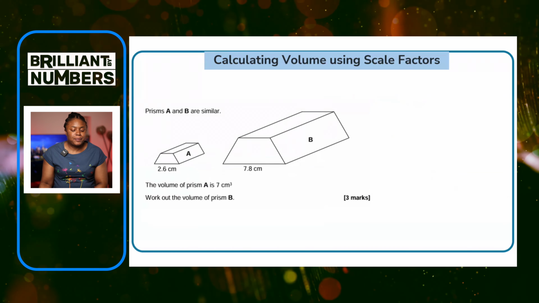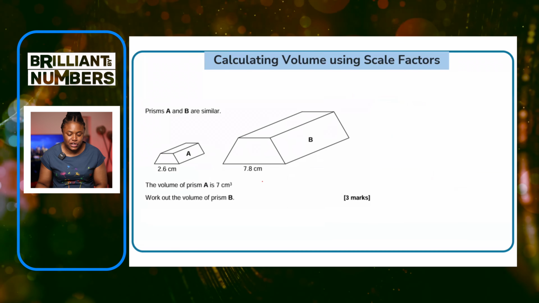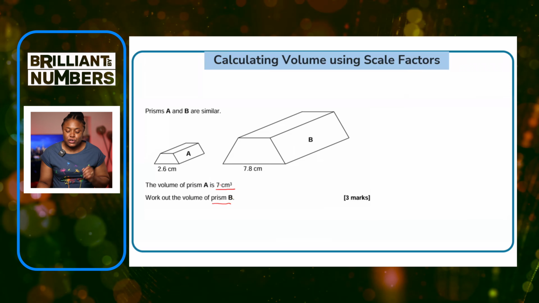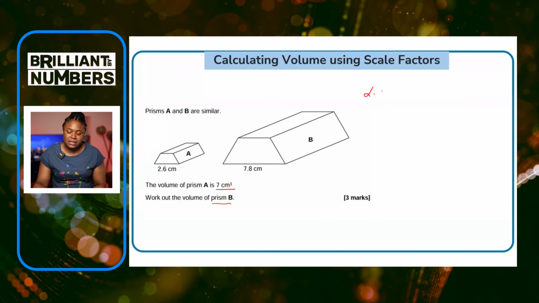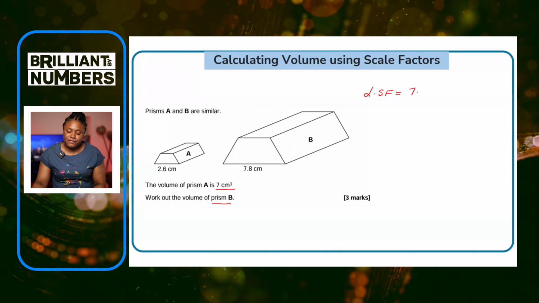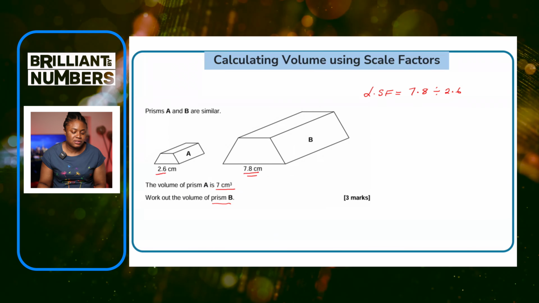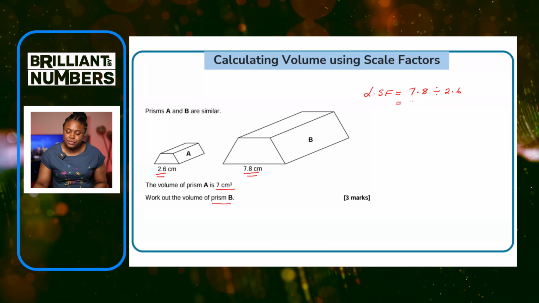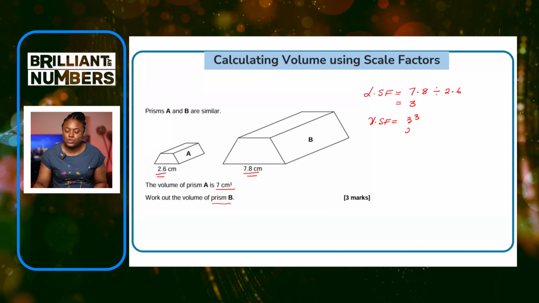So let's do this one that involves just a decimal here. So prism A and B are similar. So the volume of prism A is 7 centimeters cubed. We underline that. Work out the volume of prism B. So again, we know we have to first of all find our linear scale factor. So linear scale factor is equal to 7.8 divided by 2.6. These are the matching pairs. So 7.8 divided by 2.6 also gets us to 3. And then the volume scale factor, again, is 3 cubed, which is 27.